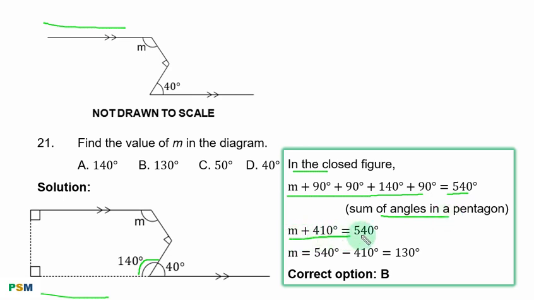You have this result. M is equal to 540 degrees minus 410 degrees equal to 130 degrees. The correct option is B.